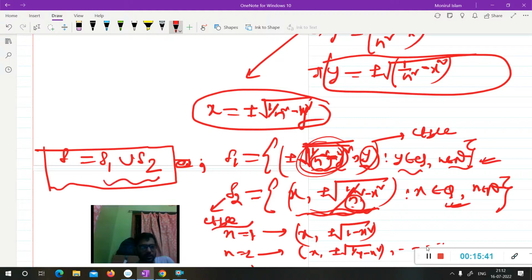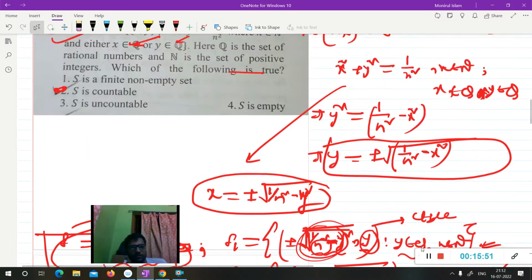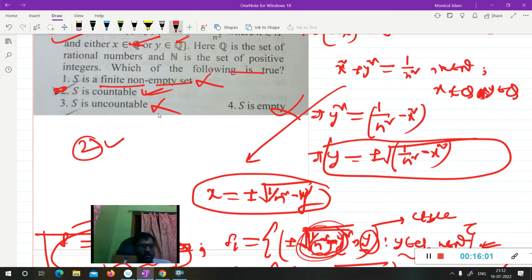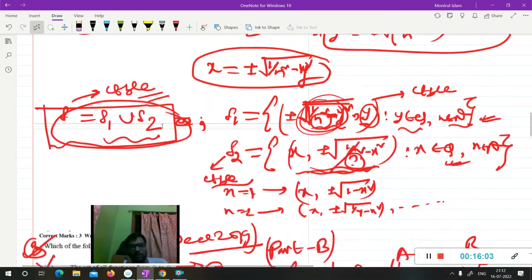Now this is a countable union, and a countable union of countable sets is countable, you can say. So S will be countable, not uncountable, not finite, and not empty. So this is countable, so option 2 is correct for this question. Hope you understand my solution.